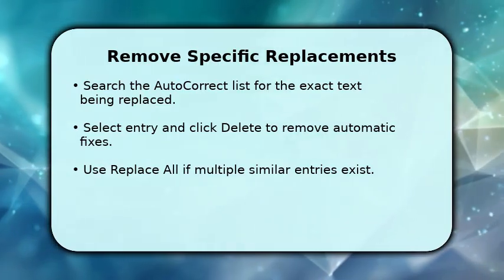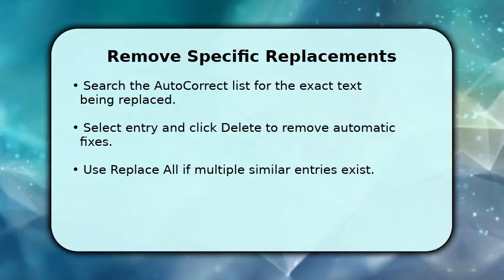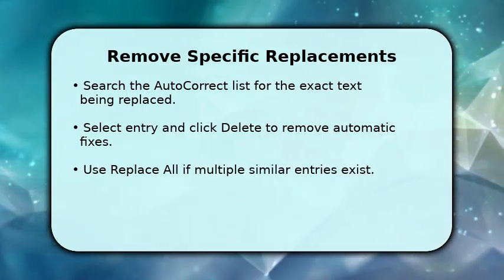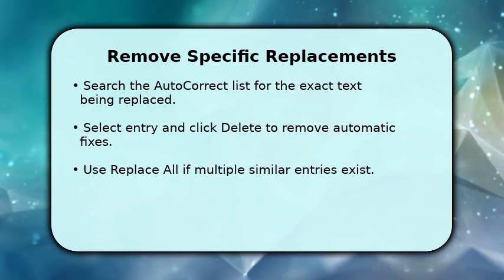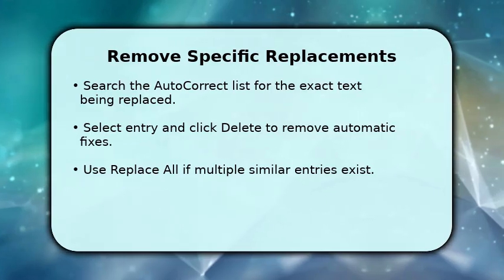Type the offending text into the replace box to find it quickly. Then select that entry and click delete so Excel stops substituting it. Make sure to check both the autocorrect and the math autocorrect tabs if numerical or symbol swaps happen.